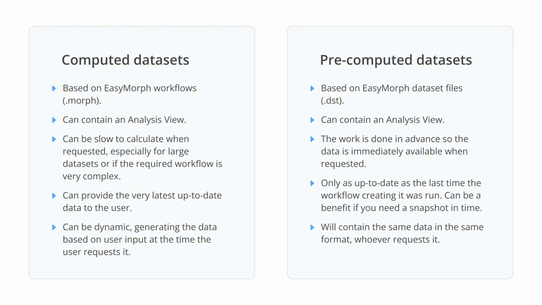Neither is necessarily better than the other, with each having its own pros and cons. Pre-computed datasets can be a snapshot in time, and as they are already calculated and stored, they can be accessed immediately when needed. Computed datasets can provide the very latest up-to-date data and can tailor it to a user's specific needs, but they can take time to retrieve, especially if the dataset returned is large or the workflow generating it is particularly complex. And both can provide not only a table of data, but also an analysis view offering filters and charts for users to explore the data and understand it better.